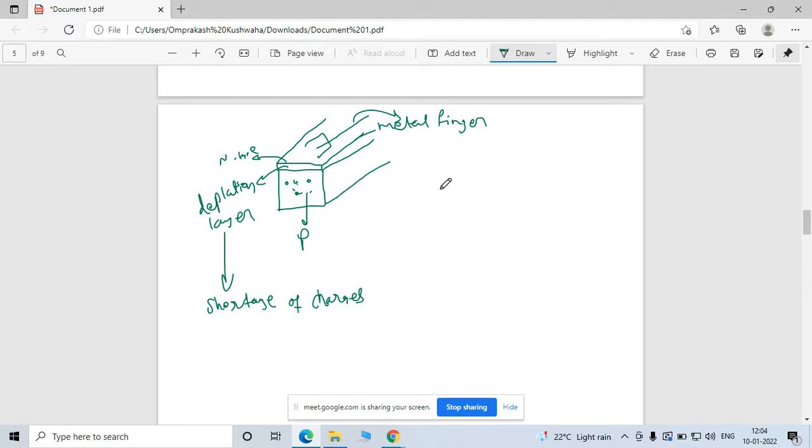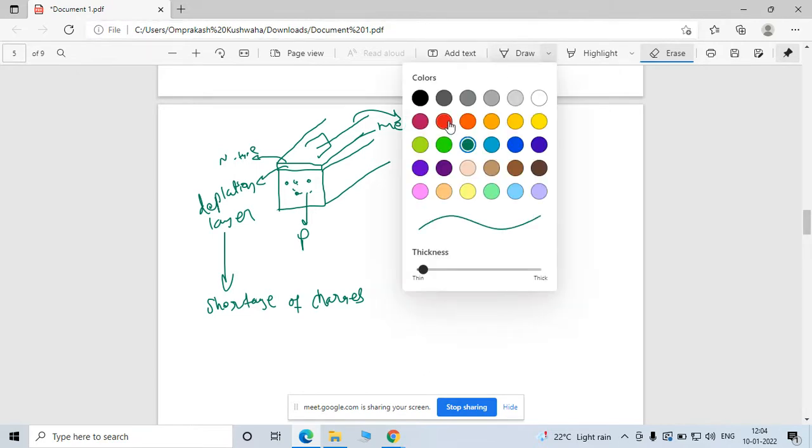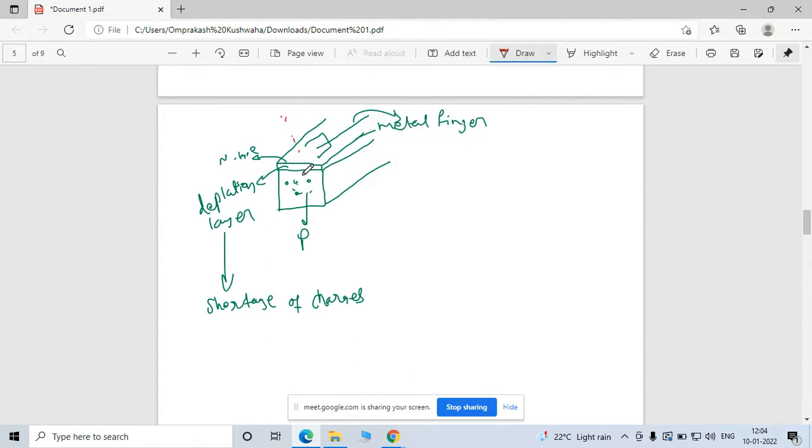Now, this metal finger: whenever light strikes the upper layer of this n-channel substrate, or you can say semiconductor, because of the small gap there is a shortage of charges, but neutral atoms are present. So the light energizes those atoms, the forbidden gap reduces, and electrons start flowing.